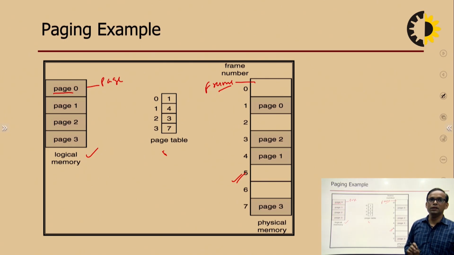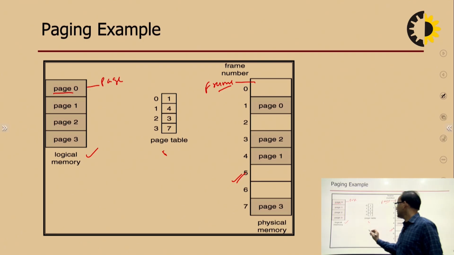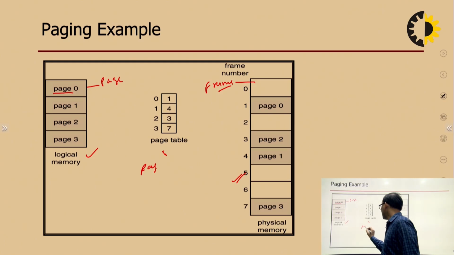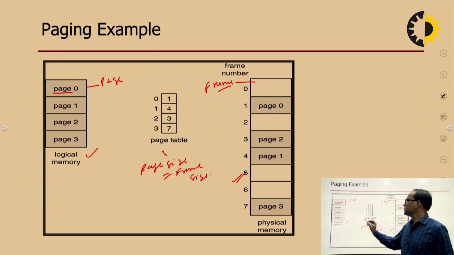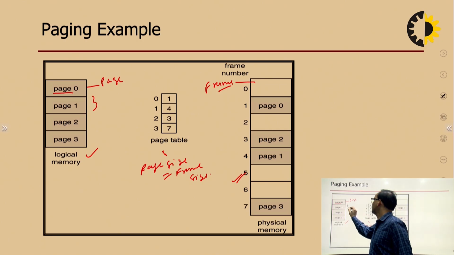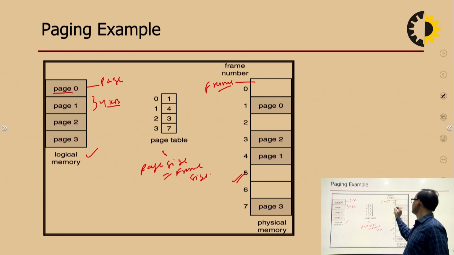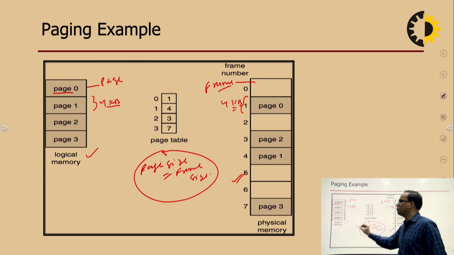The main concept in the paging technique is that the size of a page must be equal to the frame size. It means page size should be equal to the frame size. Suppose the page size is 4 KB, then our frame size should also be 4 KB. This is the basic condition of the paging technique.